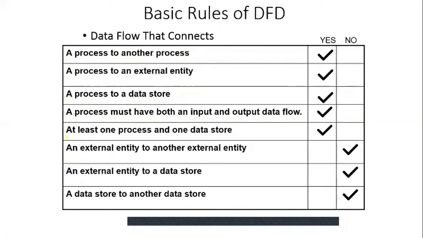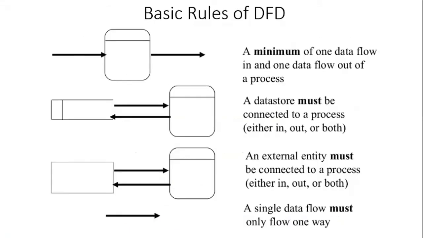A DFD must have at least one process and one data store. In the data flow diagram, you cannot connect an entity to another entity directly. Also, you cannot connect an entity directly to a data store. Connecting a data store to another data store is also prohibited in the data flow diagram. A description of the different rules is given here with some reasons.